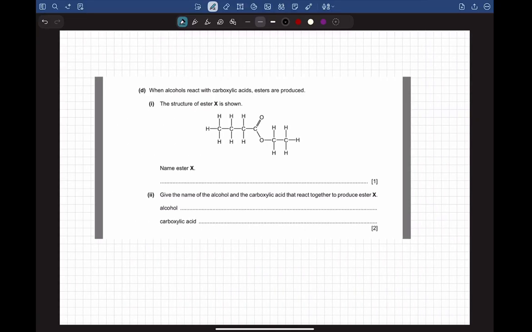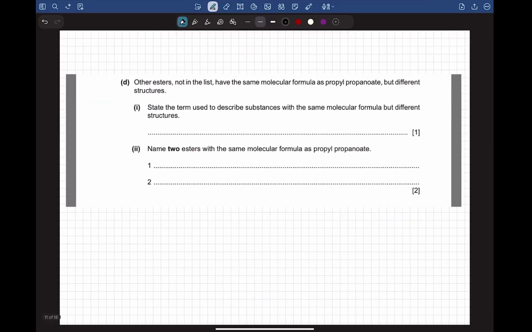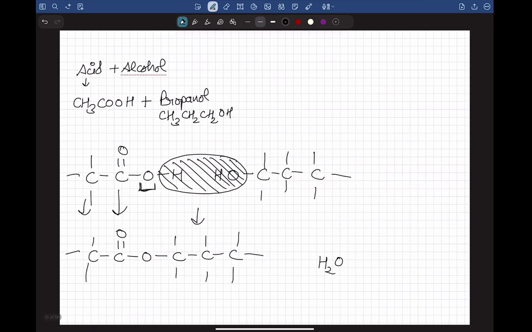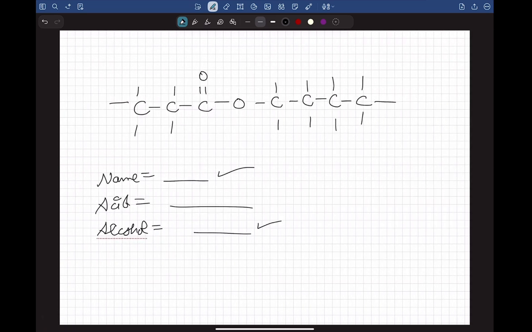See, the same question. When alcohols react with carboxylic acids, esters are formed. So, general statement, they're not telling you which alcohol, which acid. Then the structure of an ester is given and they're asking you to name this. And in the second part, again they're saying give the name of the alcohol and carboxylic acid used. So, this kind of question is also asked and the same we are discussing now. So, how do you name this?